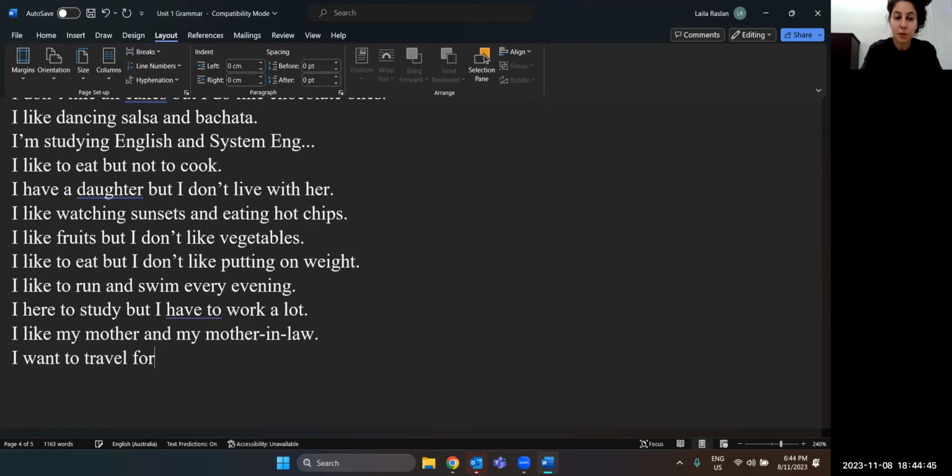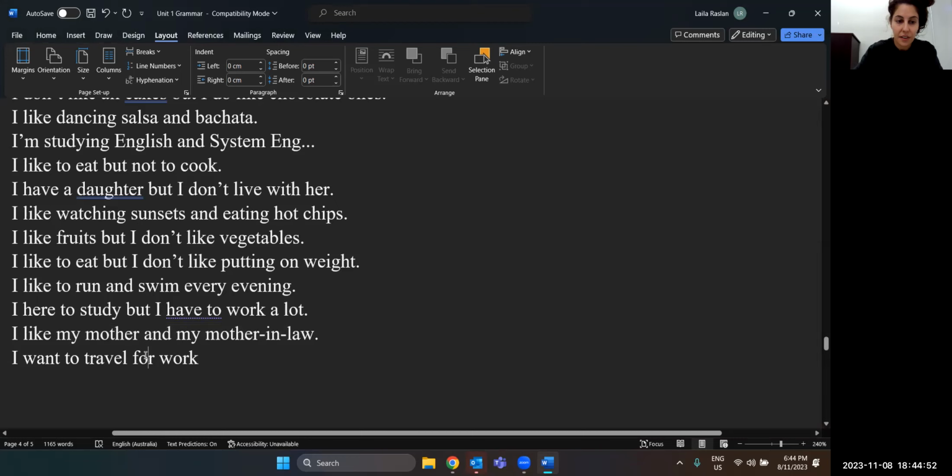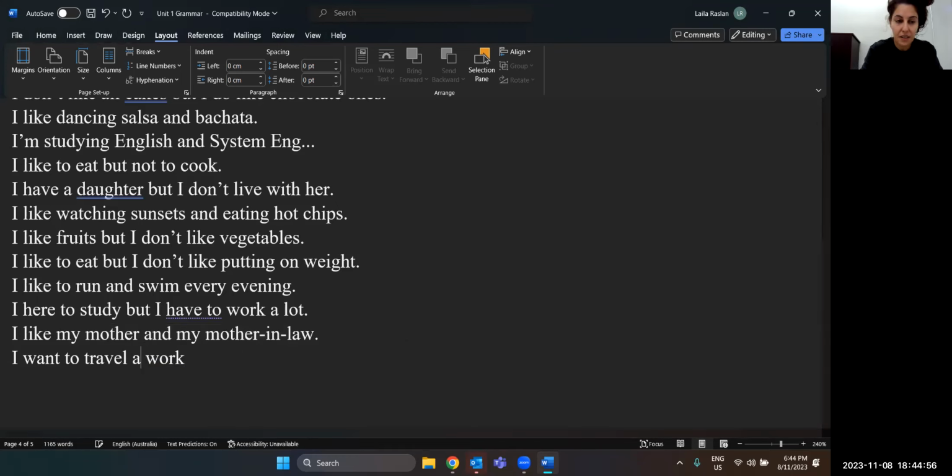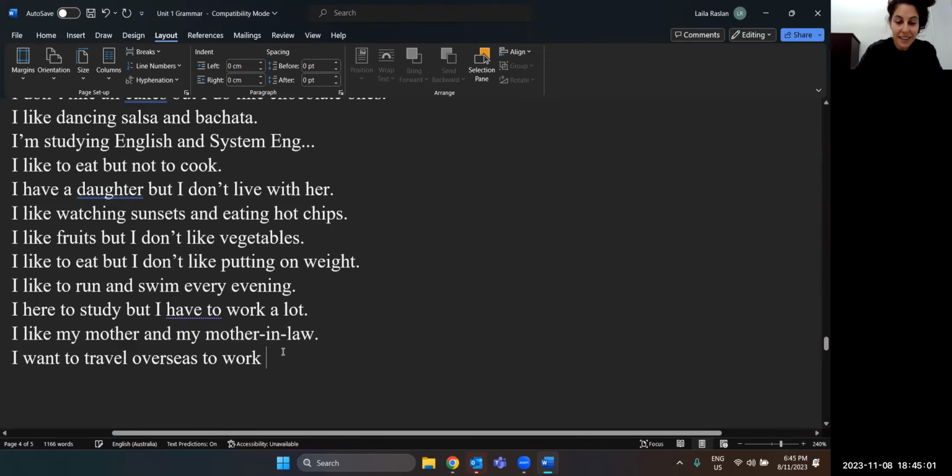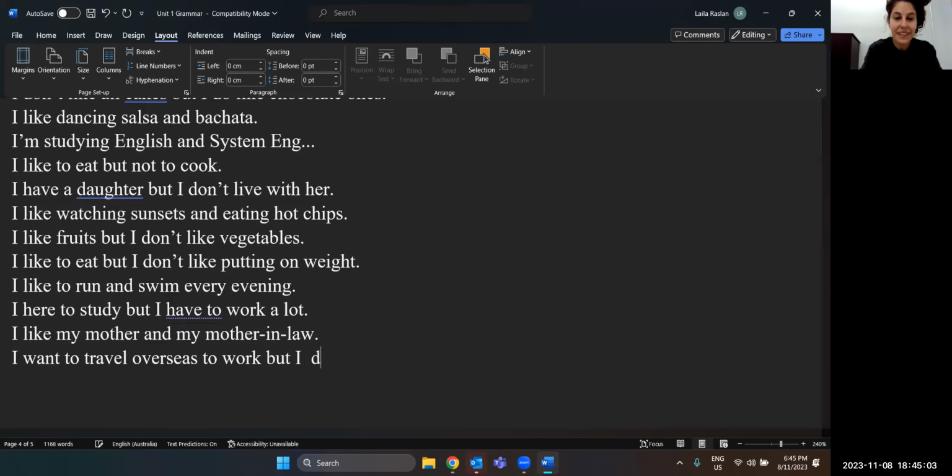Yeah, I want to travel for work. Like I want to travel abroad to work. Yeah, so I want to travel overseas. Is that what you mean? Overseas to work. But yes, but I don't have enough money to do that. Good. Enough money. Yep, to do that. That's what it means. Good. I want to travel overseas to work, but I don't have enough money to do that now. Yep. Good.